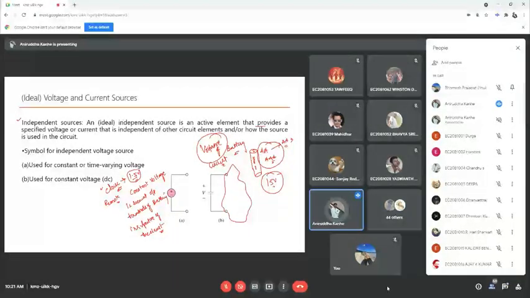This is the definition. If you read it now, it's an active element that provides a specified voltage. Please understand this: the specified voltage means 1.5 volts for your battery, that is independent of the other circuit elements or how the source is used in the circuit.